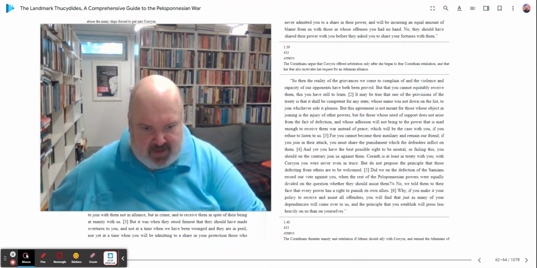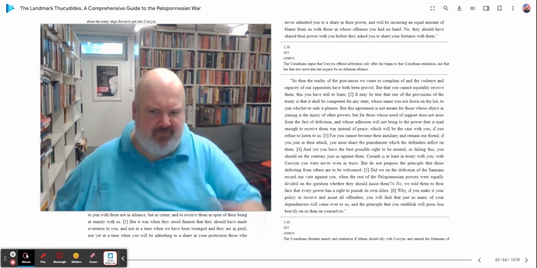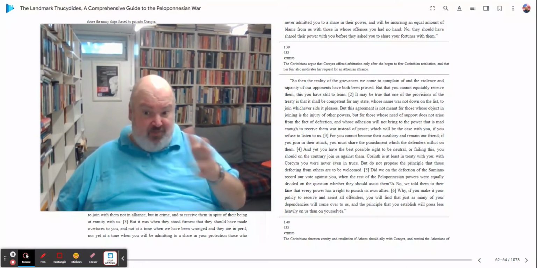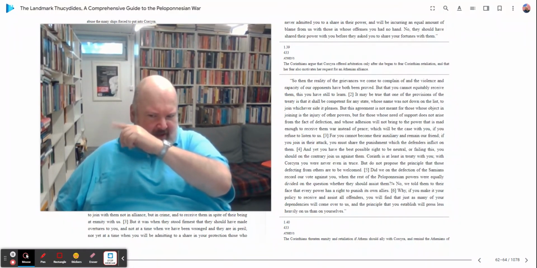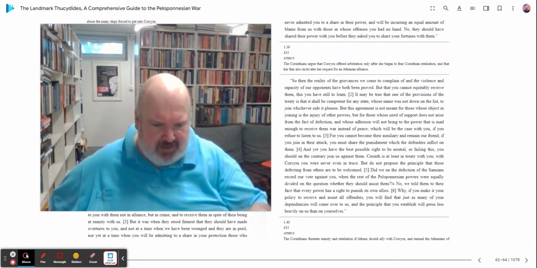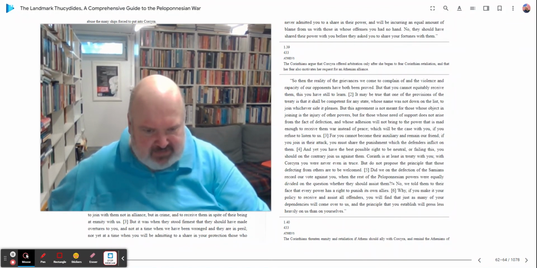And yet you have the best possible right to be neutral. Failing this, you should on the contrary join us against them. Corinth is at least in treaty with you. With Corcyra, you have never been even in a truce. In other words, we were involved in the treaty of the last war, and therefore we are in treaty with you, whereas Corcyra is not in treaty with you. You should trust us more than them. But do not set the precedent that those defecting from others are to be welcomed.